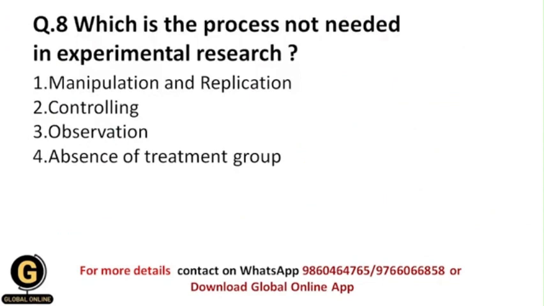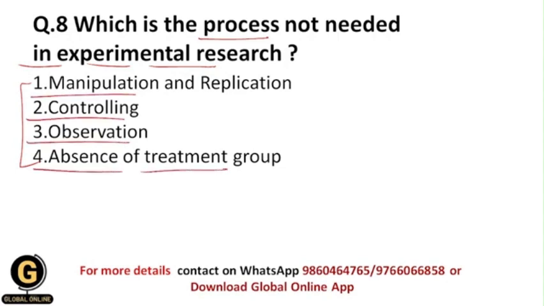Which is the process not needed in experimental research? Among these processes, which is the process which is not needed in experimental research? Manipulation and replication, controlling, observation, absence of treatment group. Obviously the correct answer should be 4, because we should be having the treatment group in experimental research, because without a treatment group, on which group are you going to treat? That's why the treatment group is the essential part of experimental research.